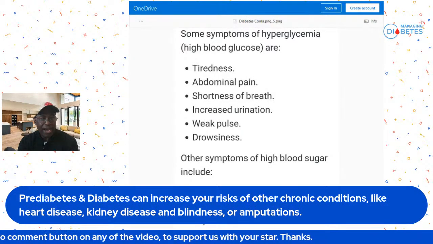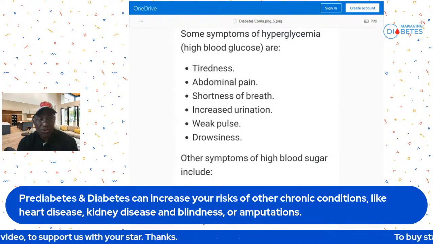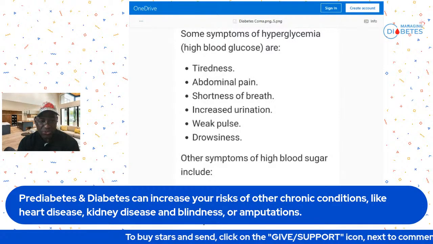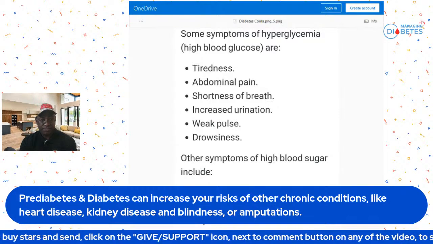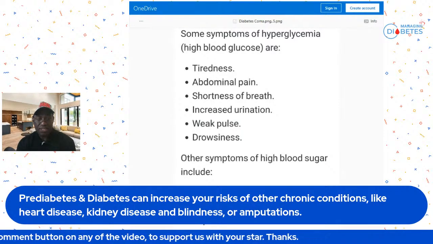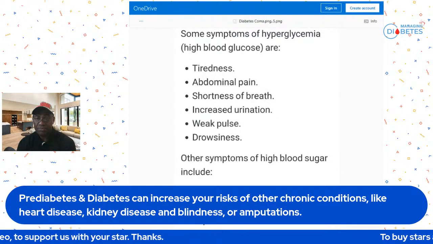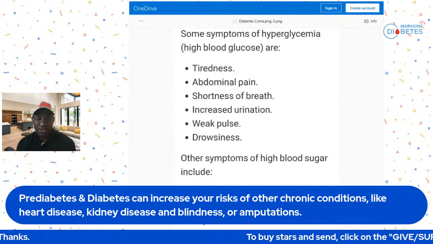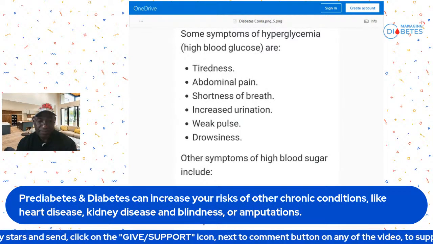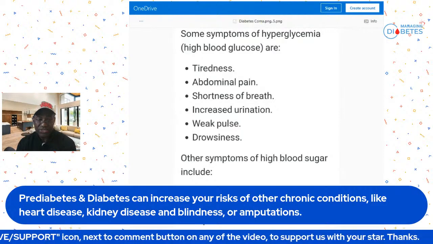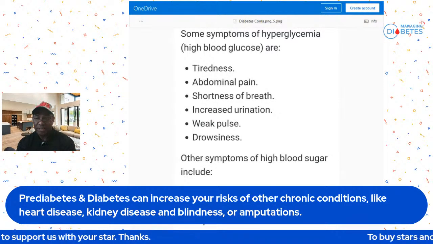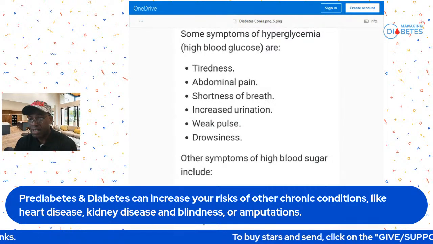The following symptoms are your body's warning signs that your blood sugar glucose is too high or too low. Whenever you have these symptoms, check your blood sugar. If it is too high or too low, treat it according to your healthcare provider's instructions to prevent diabetes-related coma. If you have had diabetes for a longer period of time, you may fall into a coma without showing any of the symptoms. Some of the symptoms of hyperglycemia, which is high blood sugar, are tiredness, abdominal pain, shortness of breath, increased urination, and weak pulse.